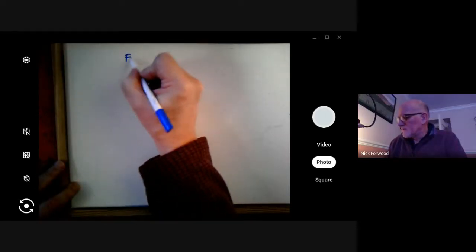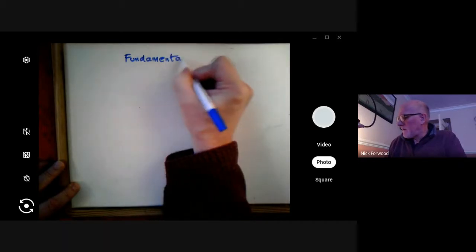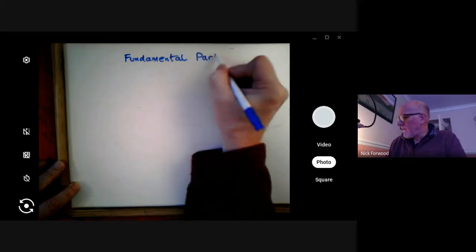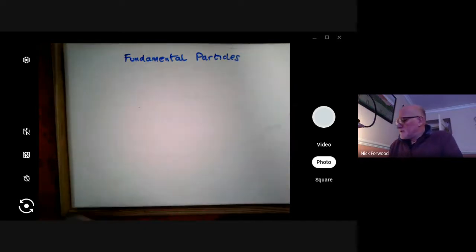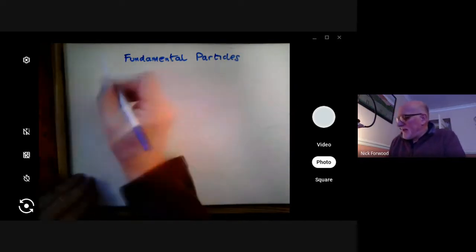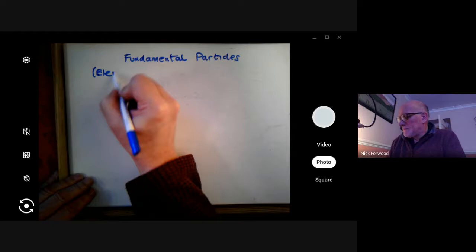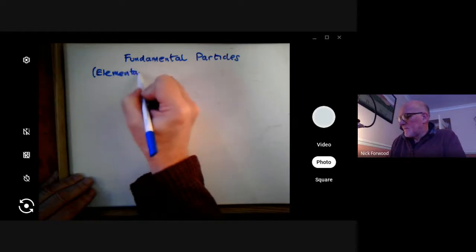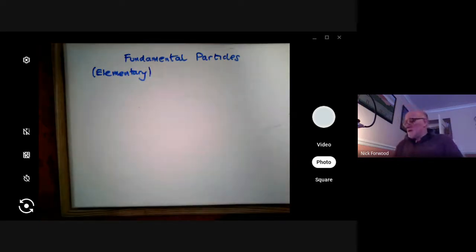Good morning. Today's lesson is about particles which are called fundamental. Fundamental particles are sometimes known as elementary particles. Okay, so what is a fundamental particle?